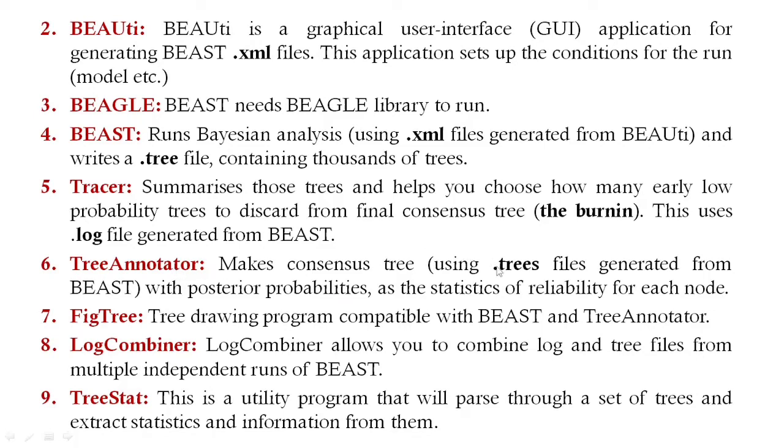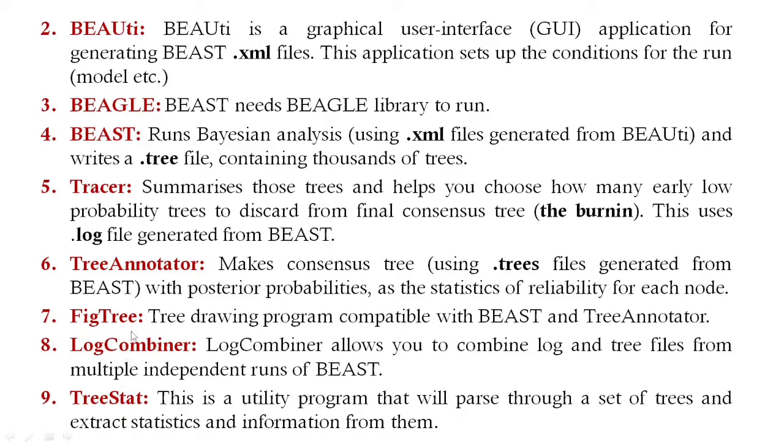The other software you will need is TreeAnnotator. TreeAnnotator is going to use the .tree file which is generated from BEAST. What is the function of TreeAnnotator? It makes the consensus tree. As you know, the tree file contains thousands of trees, so TreeAnnotator is going to make a consensus tree based on these thousands of trees, and it will also add the posterior probability, which is like your bootstrap analysis. It is the statistic of reliability for each node.